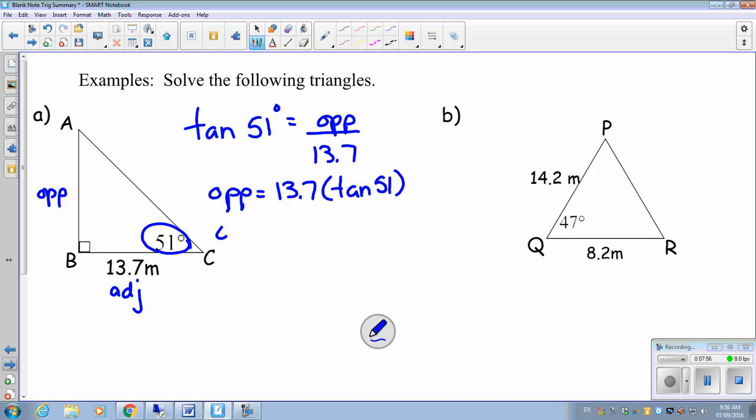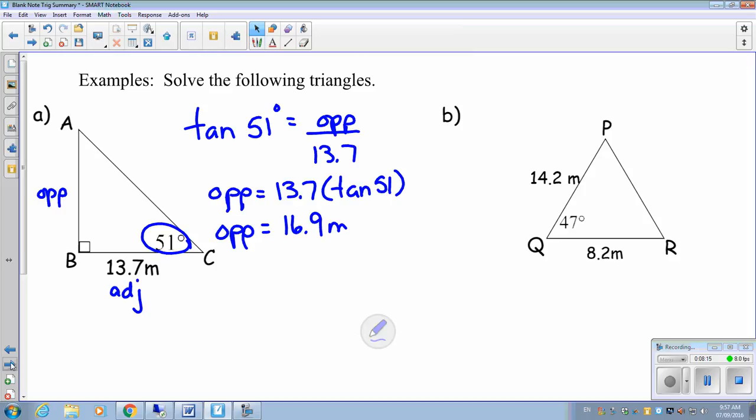And I got 16.9 meters. I'm just going to double check that because I think I might have pushed the wrong button, just to be sure. Tan. Nope, I think I'm good. So there is the length of the opposite side.